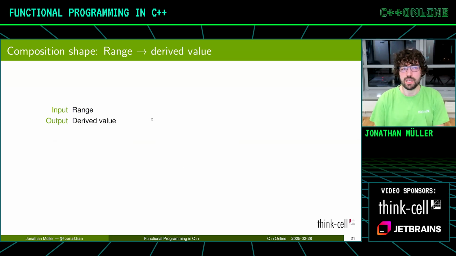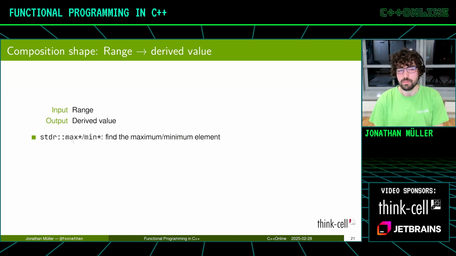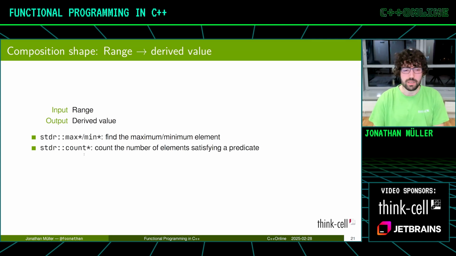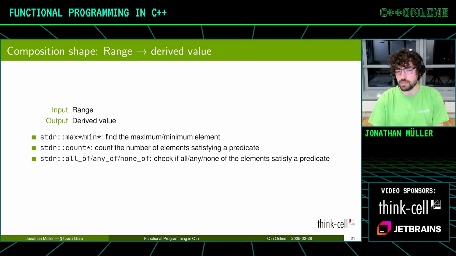And then we see the composition shape that takes a range and returns some derived value. For example, the maximum or the minimum element using the algorithm. And this eagerly computes something by iterating over the range. Similarly, there's count, which counts the elements that satisfy some predicate. And all_of, any_of, and none_of, which do what they say.